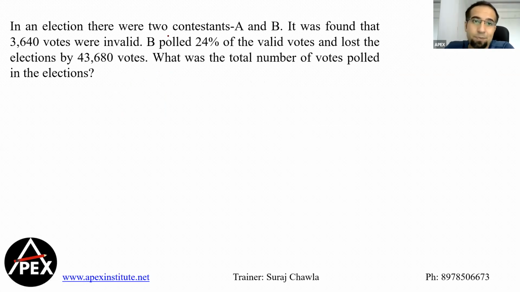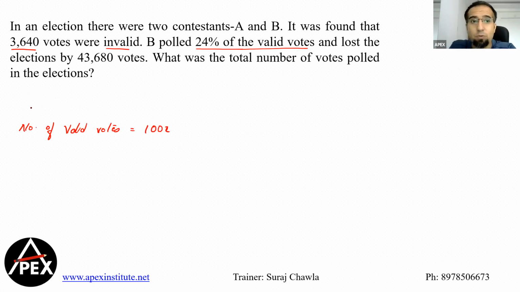So let's see this. It says in an election it was found that 3640 votes were invalid. Now B polled 24% of valid votes. Now I'm calculating 24% on valid votes. So I'm changing my strategy here. I would assume the number of valid votes as 100x. Why? Because I'm calculating 24% on 100x.